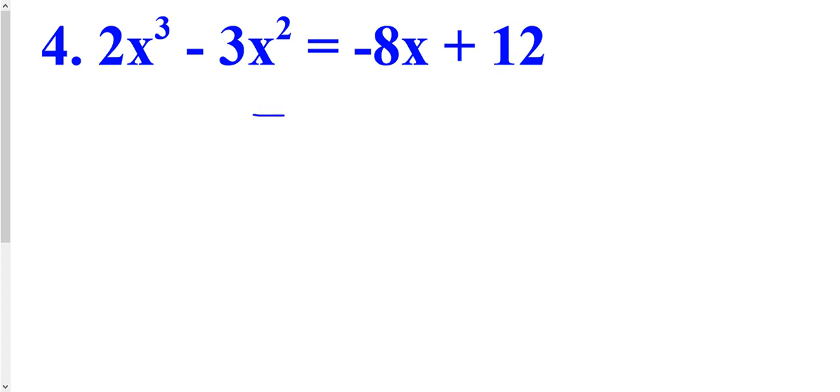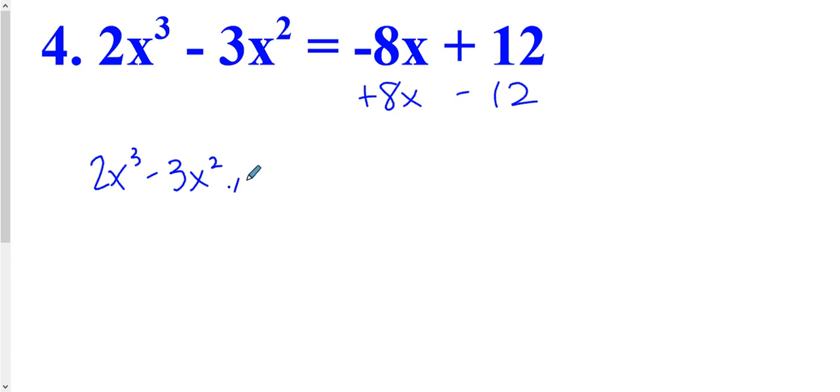Now the reason I'm going to add my 8x and subtract my 12 over is because I want to keep whatever my first term is positive. So my first term in this case is my x cubed. That's my biggest exponent. It's positive over here, so I'm going to move these pieces to the left. That gives me 2x cubed minus 3x squared. And then again, because this was minus, to move it, we do the opposite. So I'm going to add 8x. My 12 was positive, so the opposite is to subtract. I'm going to subtract it over, and now I equal 0.